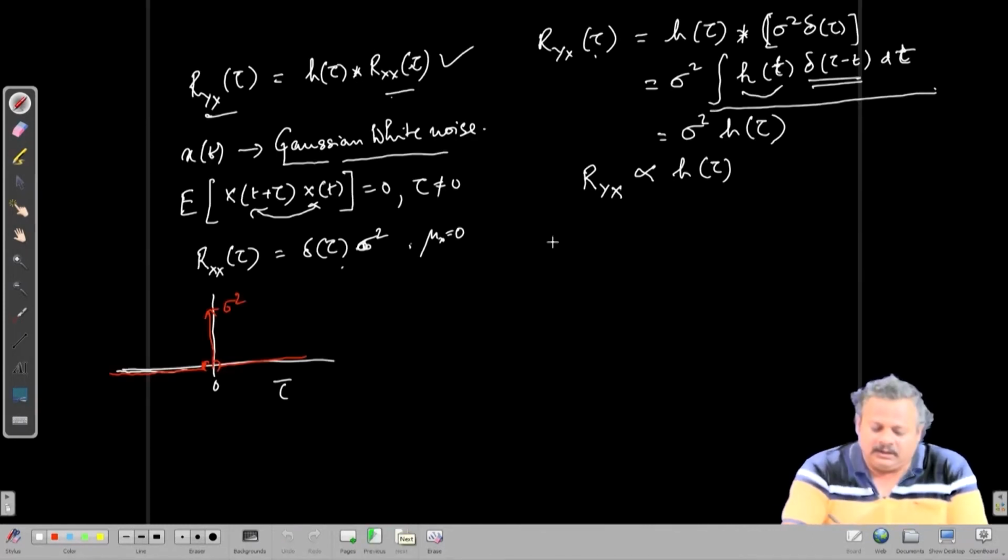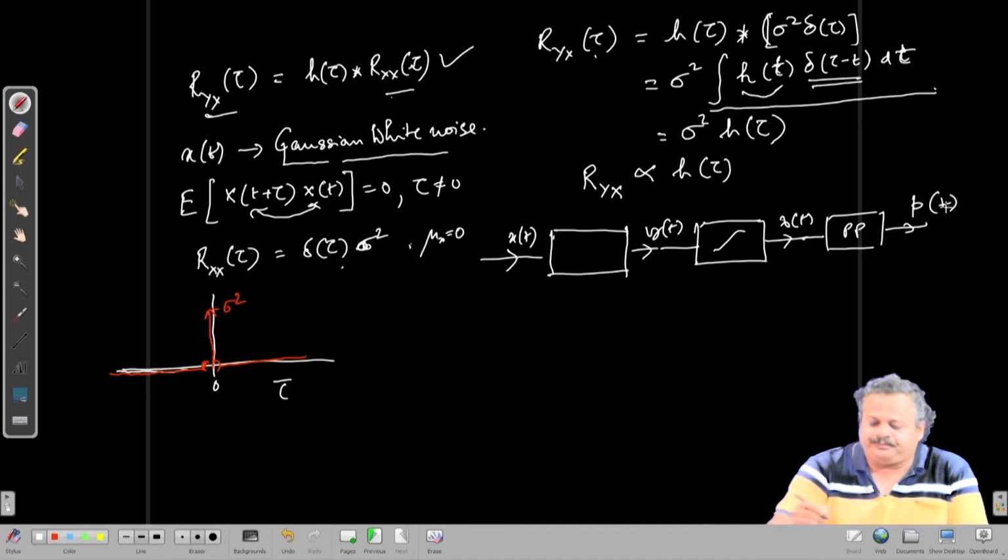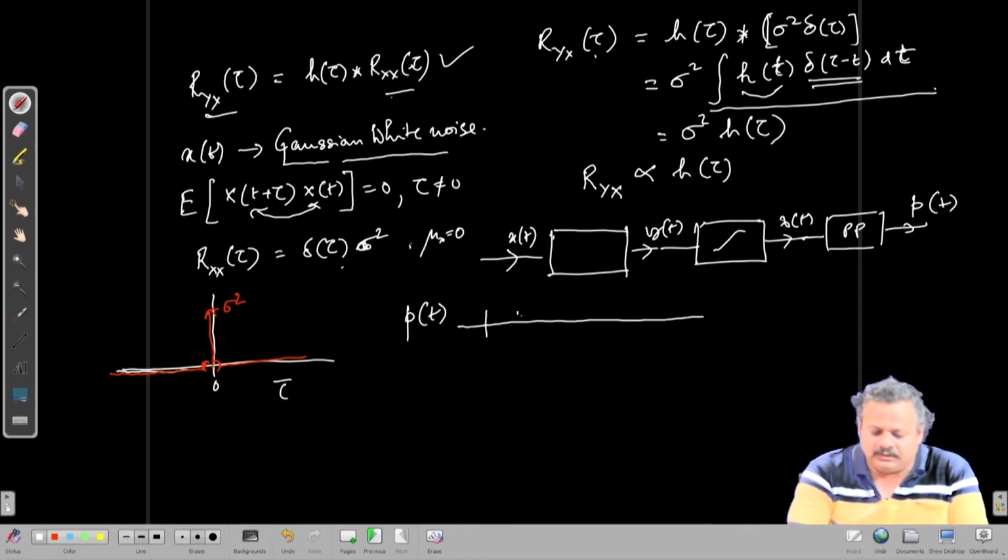Now, let us say we have this system with x(t) as input, then we have y(t), then we have our static non-linearity, and we have lambda(t), and then we have this point process production, which is giving p(t). So, now if we consider p(t), what we essentially have over time are instances where spikes are occurring, that is the t_i's.